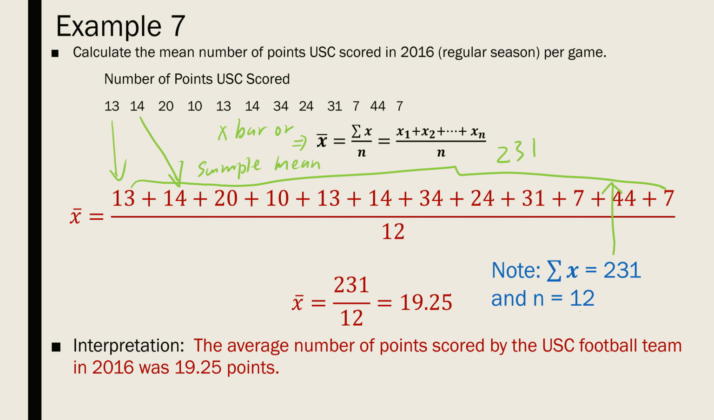The 12 equals the number of data in the data set, or how many data you have. We have 12 data here. So X bar equals 231 divided by 12. This is how we calculate X bar. The average number of points scored by the USC football team in 2016 was 19.25 points. This is the interpretation of X bar, or the sample mean here.